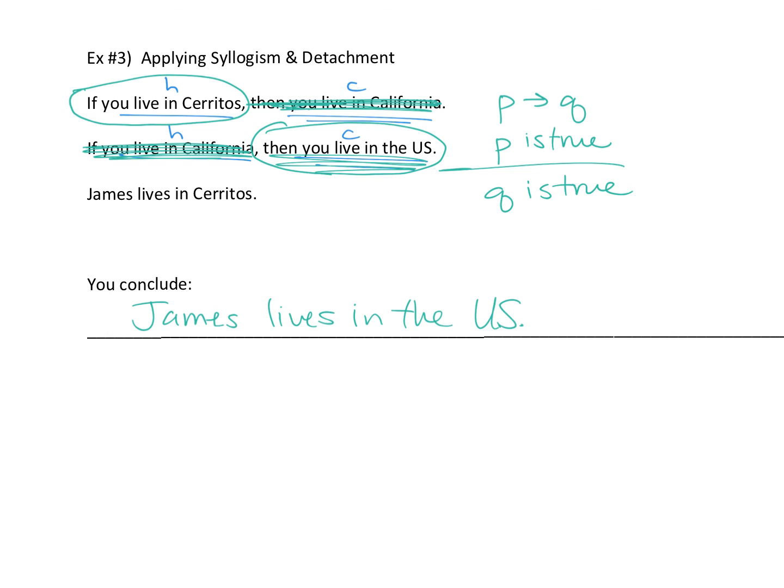Okay? Sebastian. But wouldn't that mean if you live in the U.S.? That doesn't mean you live in... Oh, but he does live in California. You're not wrong. That's just not the conclusion that should be made from this information. It already states that. Yes. We know he lives in California, right? If he lives in Cerritos, then he lives in California, and he lives in Cerritos. So we know he lives in California. But the conclusion that we can make from this information is that he lives in the U.S. That makes sense. Yeah. Questions on that? Law of syllogism and law of detachment.